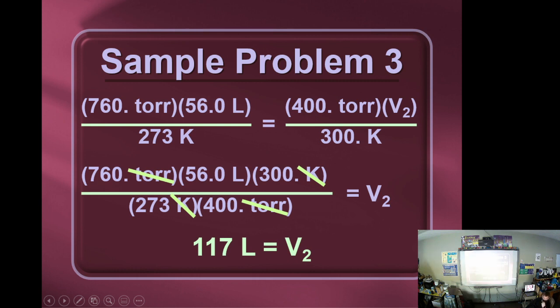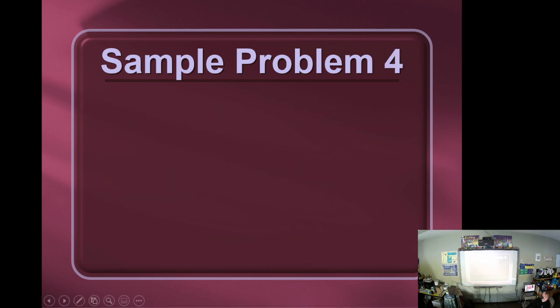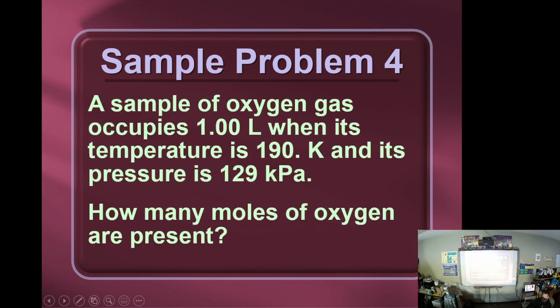Could you go back to sample 4 again? Sure. Sample 4 is done the exact opposite of sample 3. You're given volume at non-standard, and you're wanting moles. To go from volume at non-standard to moles, you have to go from volume at non-standard to volume at standard to moles. Non-standard to standard is the combined gas law.